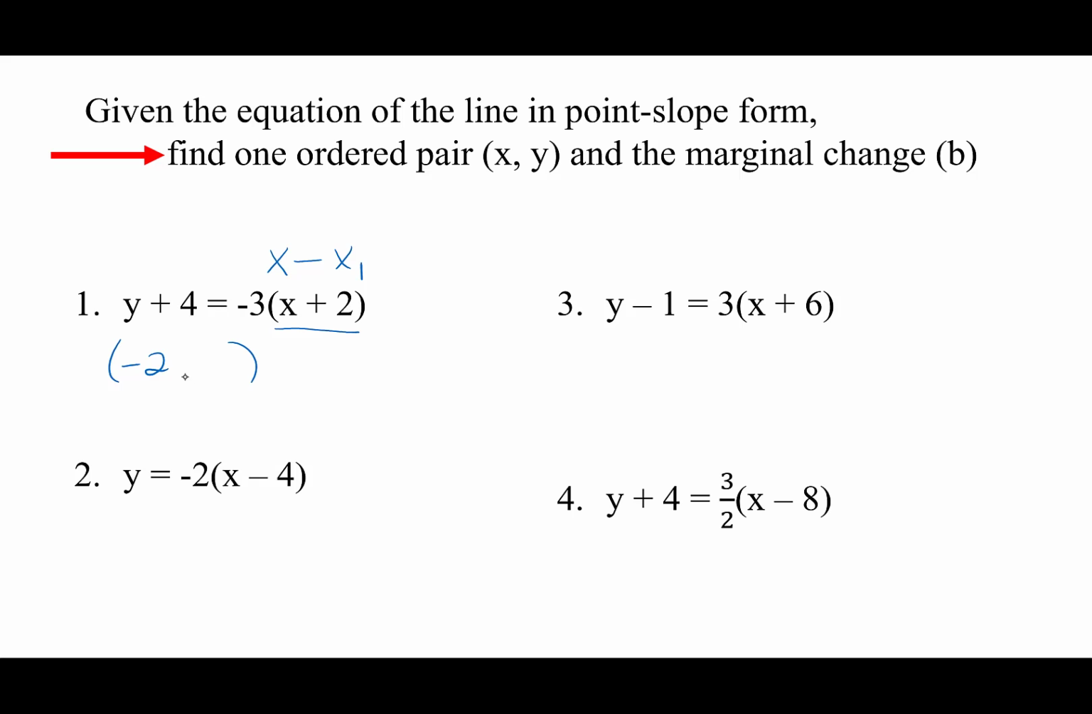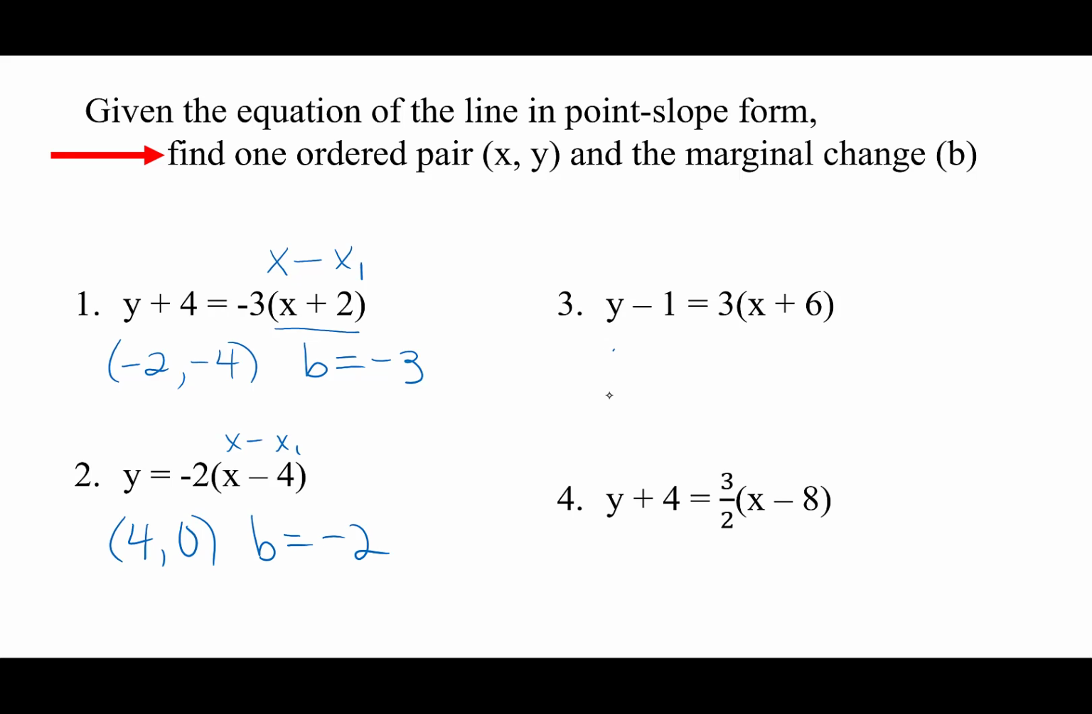So x is negative 2. The same would be true with y. Y is negative 4, and our marginal change is negative 3. Next, number 2. Looking at this equation at first, it looks like it's not in the right order, but it is. So if this is our x minus x1, notice that it is x minus 4, and our format is x minus x1, and so the ordered pair had a positive 4. And notice there's nothing next to the y, and so it was a 0. And then the marginal change is negative 2.